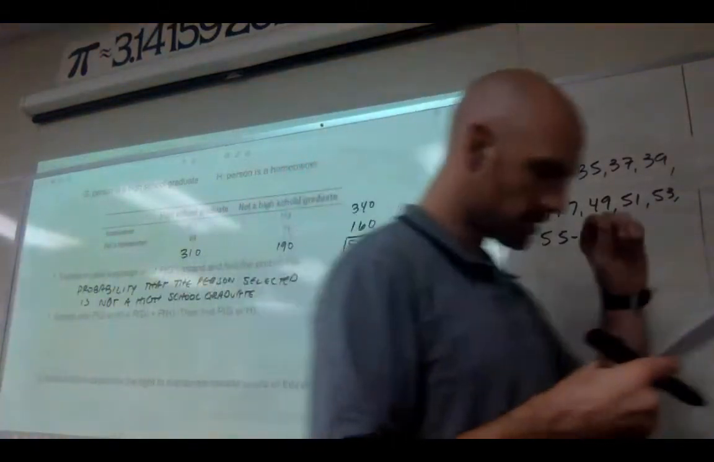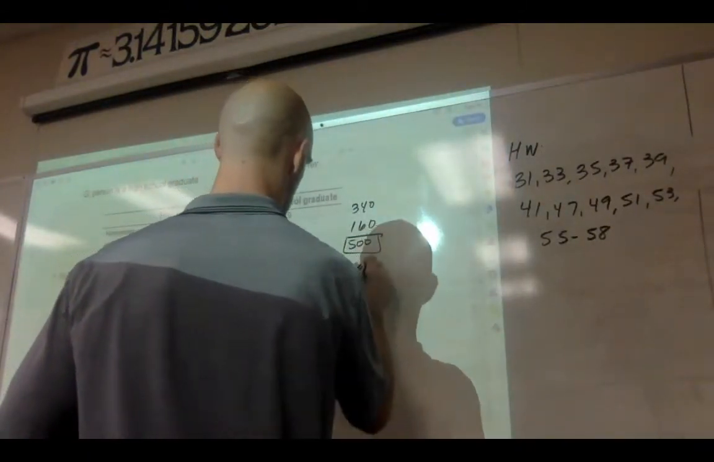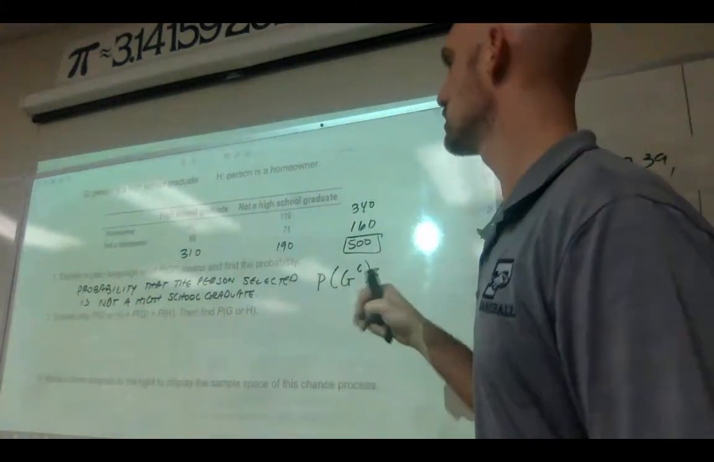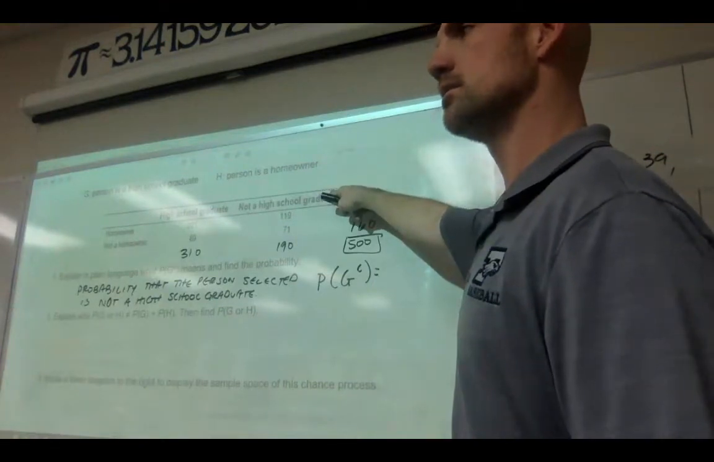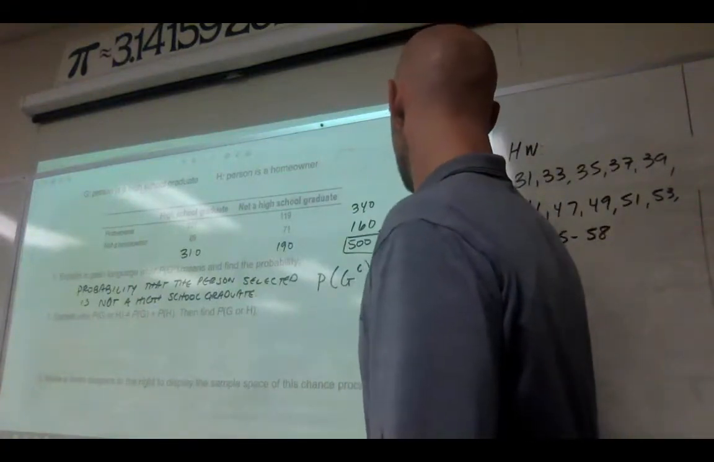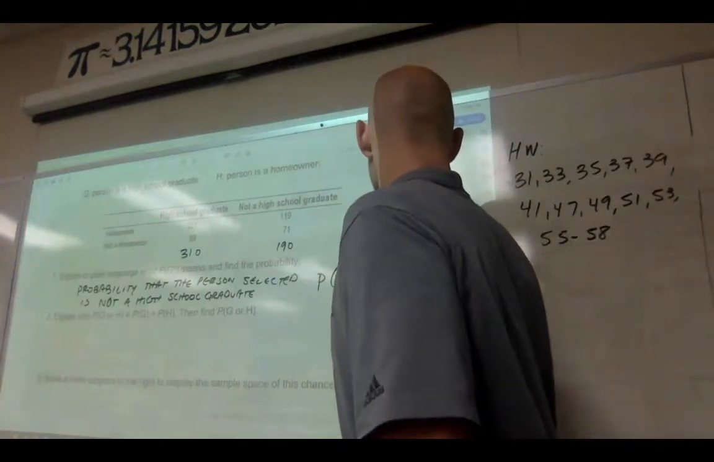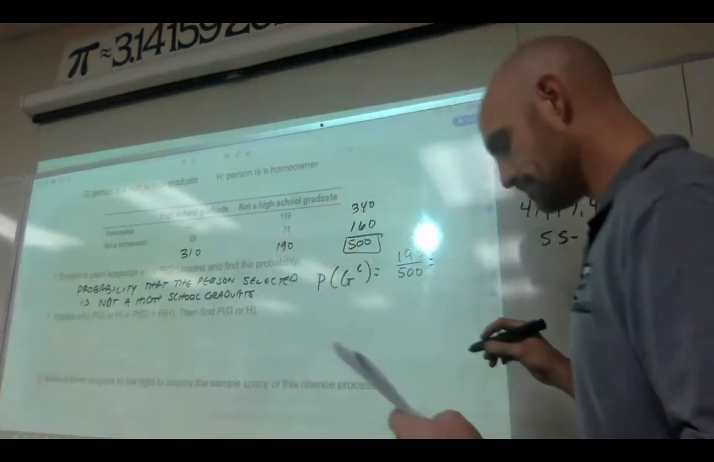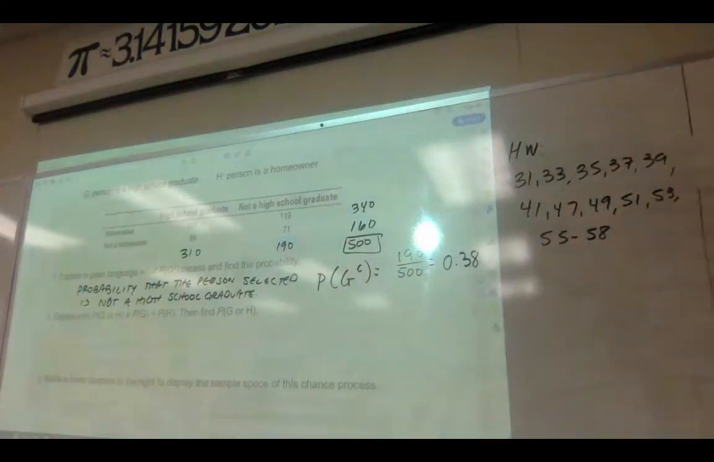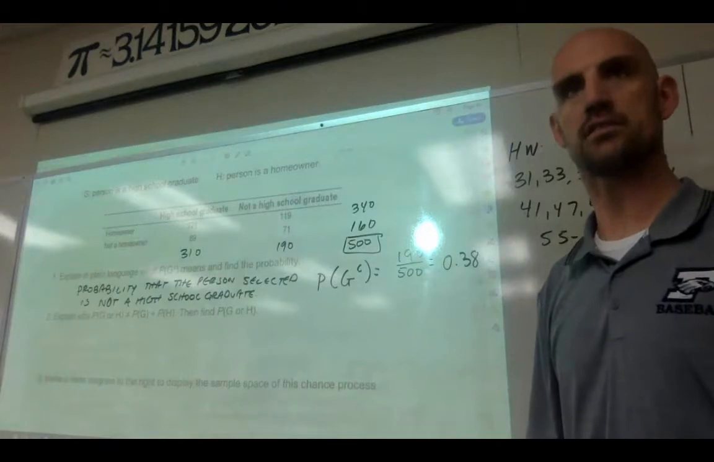So then they want us to find that probability. What you should write is P of G superscript C is equal to, what is it? Which of the numbers is it? I see not a high school graduate. 190. That's all the people who are not high school graduates out of what? 500, is equal to what? 0.3. Must have this, must have this, must have this. Need to put all three things down.